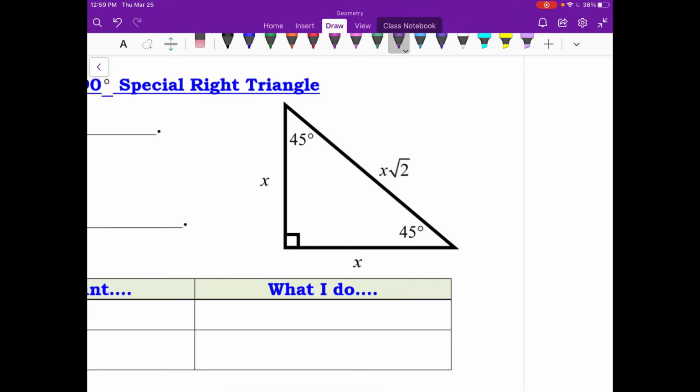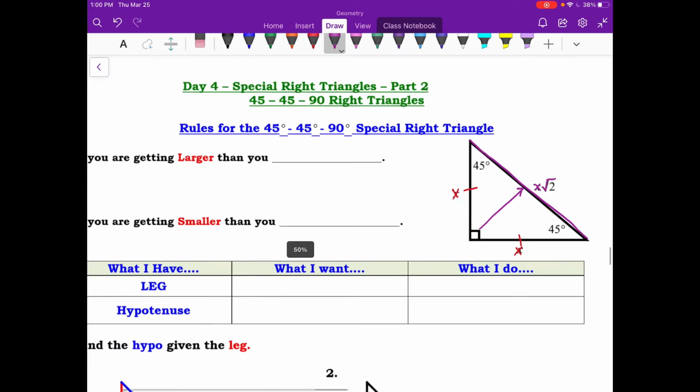So 45, 45, 90 right triangles have two equal sides. These two legs are equal to each other. Notice they're both x, and x is going to be the same number. The hypotenuse, or the longest side, remember we can tell which side is the longest side because it's opposite from the 90. The longest side is equal to x times root 2. So we have our two short sides that are x. Our longest side is x times root 2. So all kind of the same number.